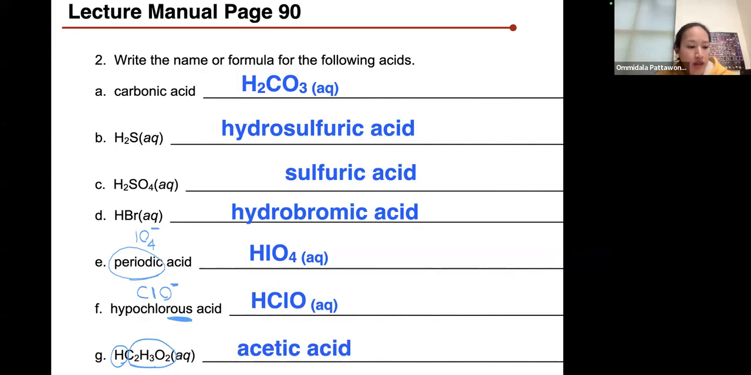Okay, so for polyatomic ions, acids that come from those will not have the word hydro. If the acid contains no oxygen, then you're going to include the word hydro. Okay, so that's the take-home message.